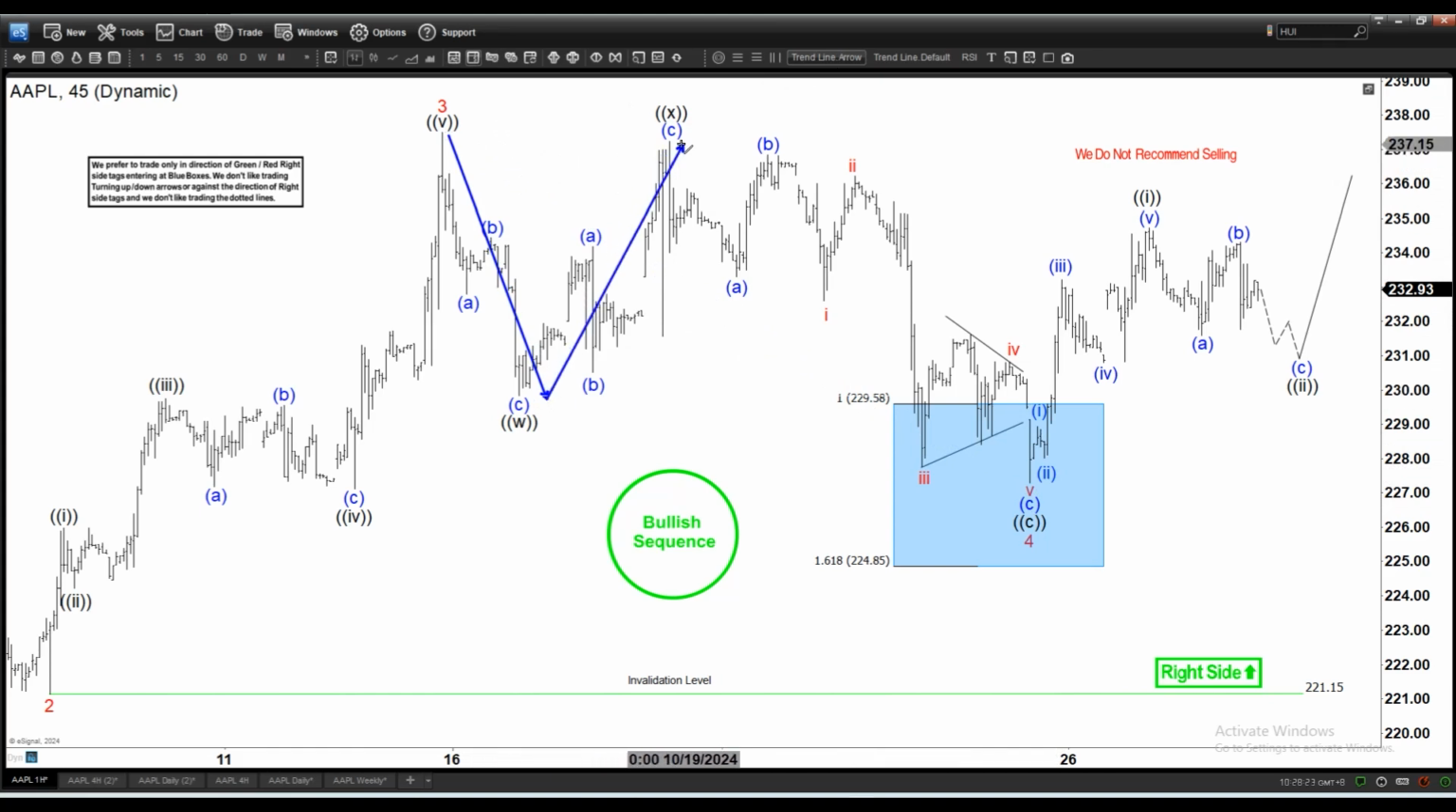This one was in 3 swings, and it hit the 100% extension area here, right? So it is a 3 swing hitting the 100% extension area, and therefore it is a corrective structure. If this is an impulse, this would have been 5 waves. This one was a clear 3 waves, right? And then the wave 3 would have been extended, and you would have been having 4 and a 5.